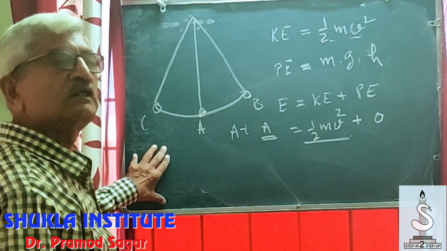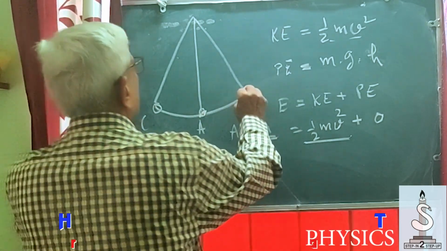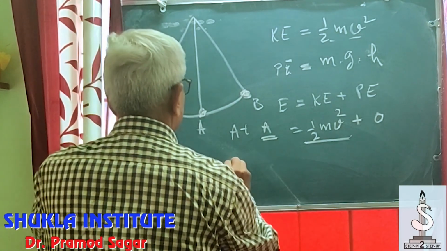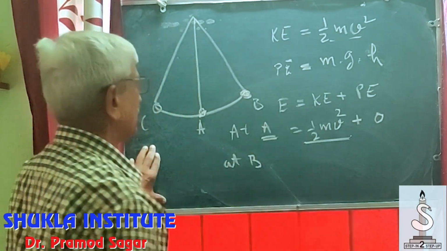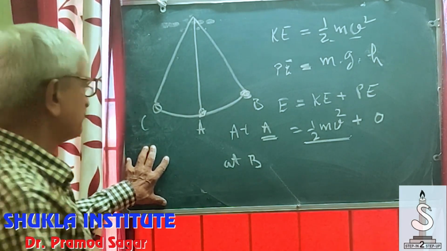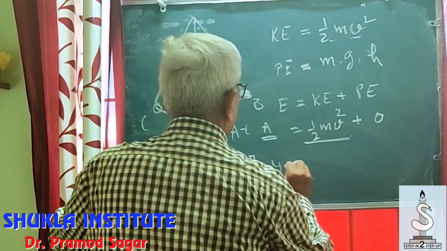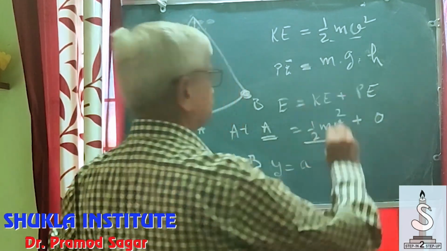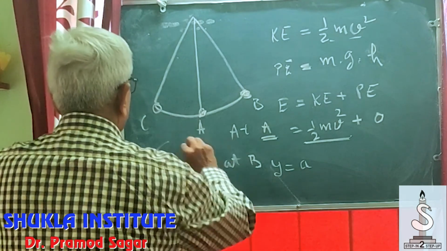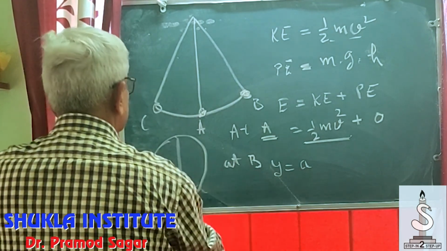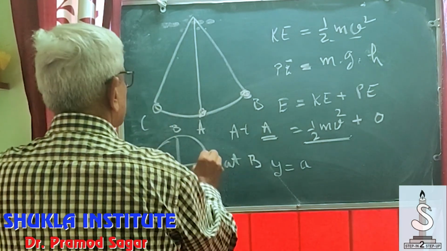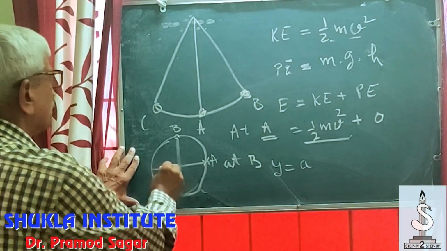How much is the kinetic energy at B? What is the displacement at B? y is equal to A, the maximum displacement. If you look at it from the circle, this is position A, this is position B. So at B, y is equal to A.